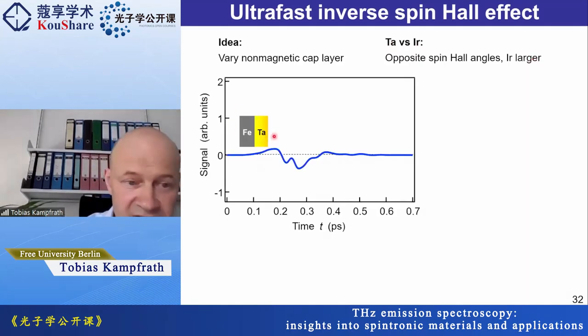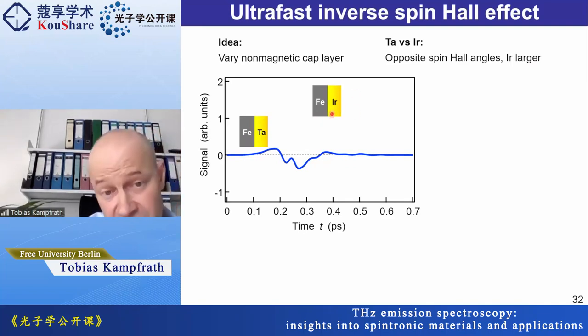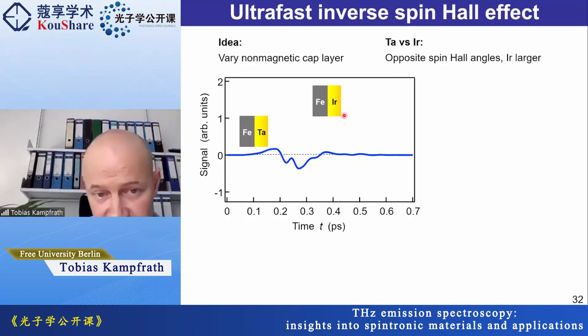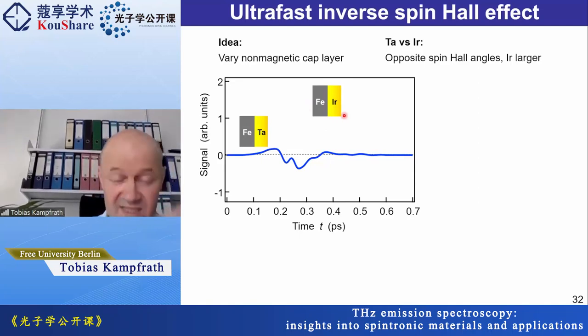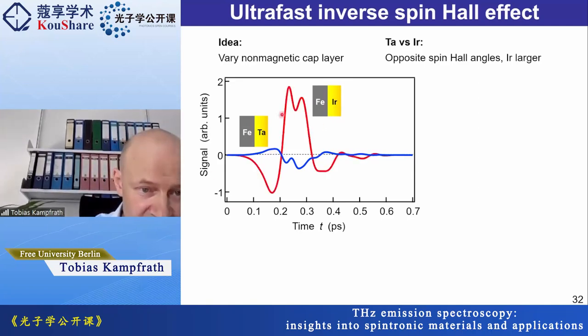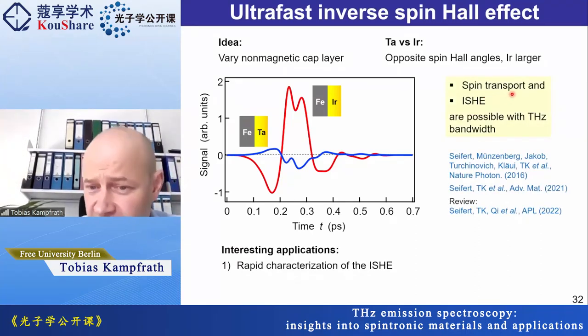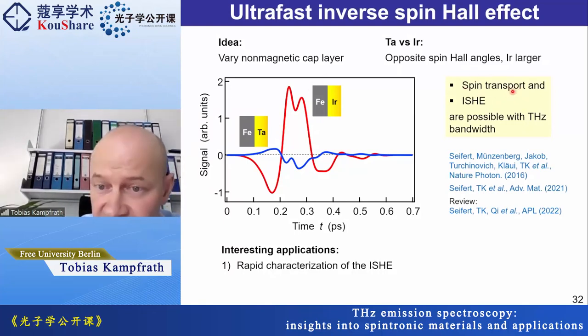So here you see the terahertz waveform for tantalum, so zero signal, and then you get this oscillation here. Now we replace the tantalum by iridium, and since iridium has an opposite spin Hall angle, which is larger, the signal from this sample should have a larger amplitude, but should be reversed. So let's see whether this is the case. Yeah, indeed, it is the case. You see that the signal has reversed, and it also has a larger amplitude compared to the tantalum case. And I think that this is a relatively clear confirmation that what we have here in these samples is indeed spin transport and the inverse spin Hall effect, and that these effects are even possible with terahertz bandwidth.